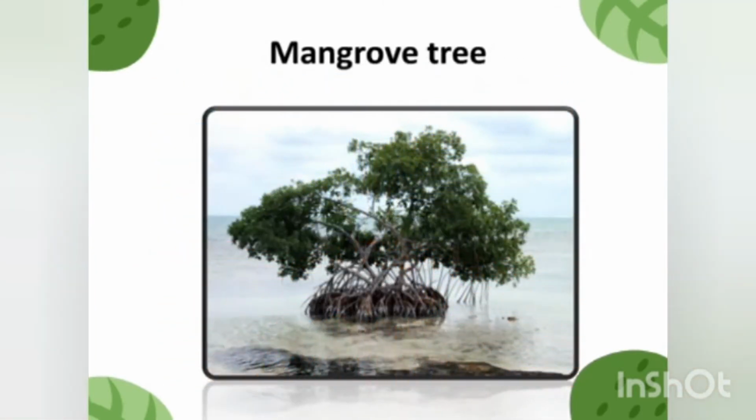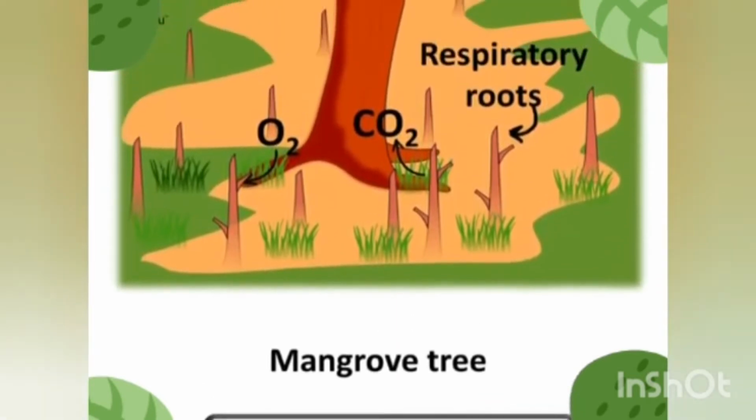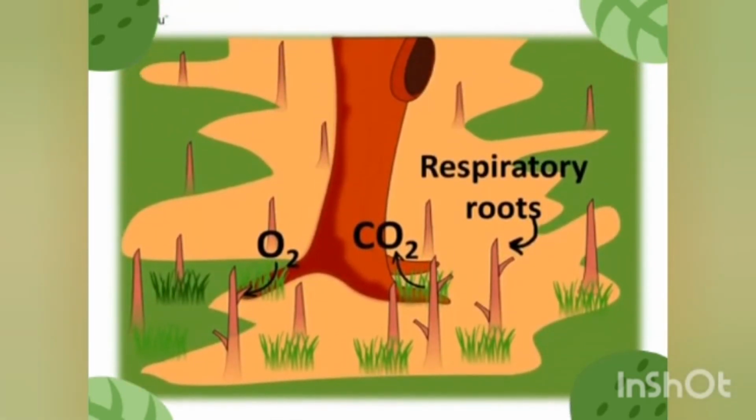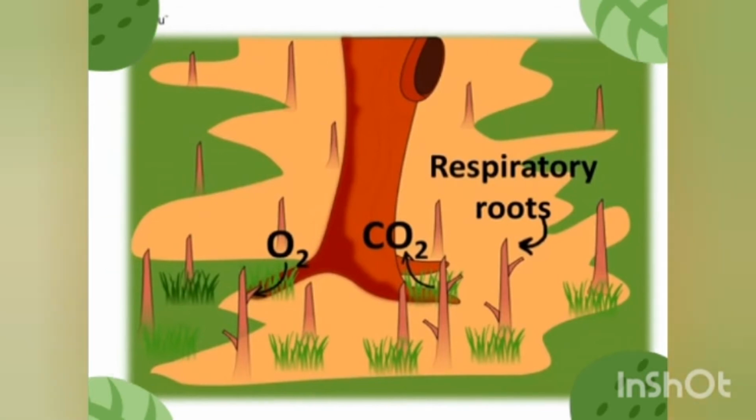This is a mangrove tree. The mangrove trees grow in waterlogged soil of the marshy lands that has almost no air. So, how do they take in oxygen? In these trees, some branches of the roots grow vertically upward and come out of the ground to get oxygen from the air. These are called the respiratory roots and are used for the exchange of gases.